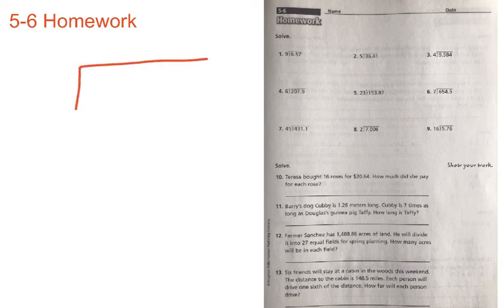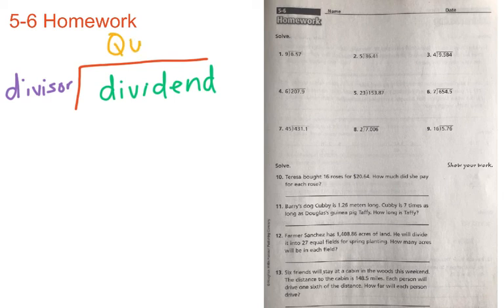Remember, the number that you are dividing it by is called the divisor. The number that is being broken into equal parts is called the dividend. And the number that is your answer is called the quotient. And that's just a quick vocabulary review. What we're talking about today is when the dividend here has a decimal in it.